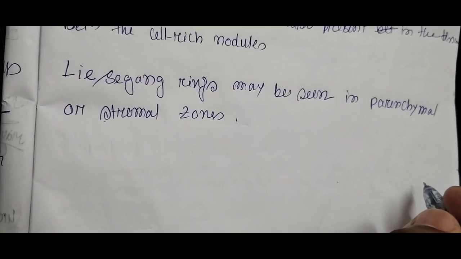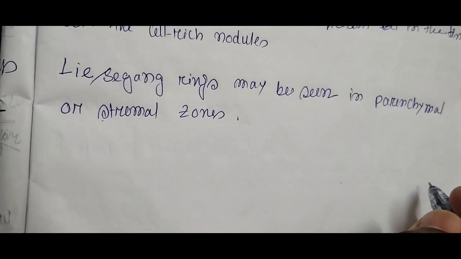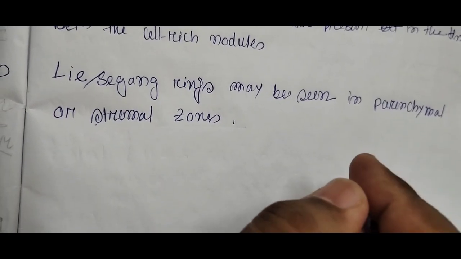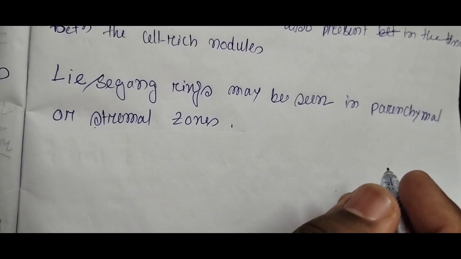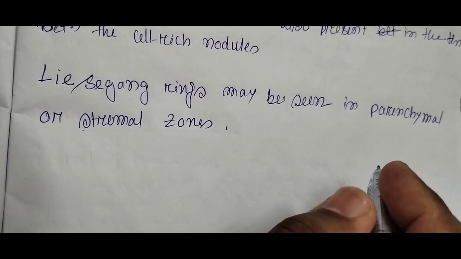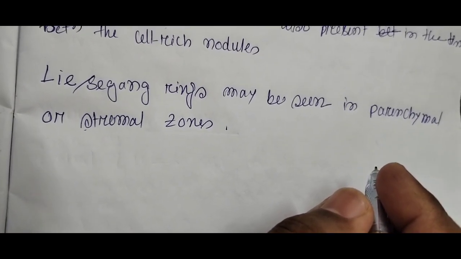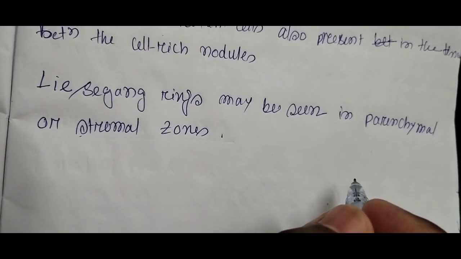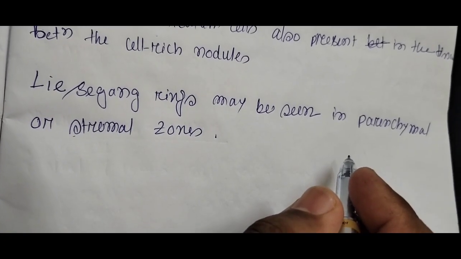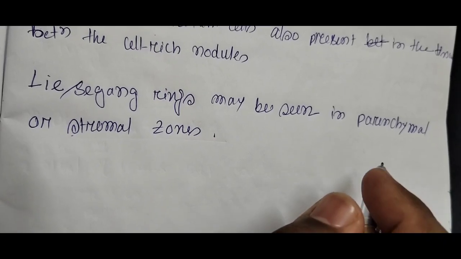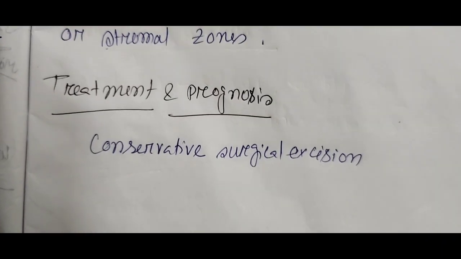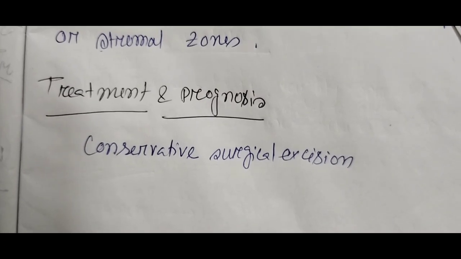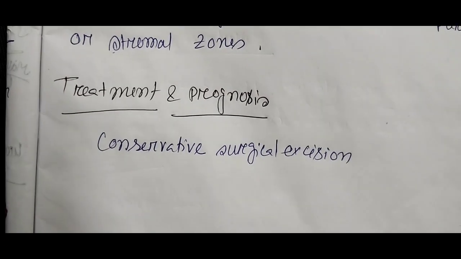We earlier found these rings in squamous odontogenic tumor. What is this ring? We know, we discussed it in the squamous odontogenic tumor. That means Liesegang rings we have already found in two tumors, one is squamous odontogenic tumor and another is adenomatoid odontogenic tumor. Conservative surgical excision is the treatment of this tumor, but recurrence is rare.